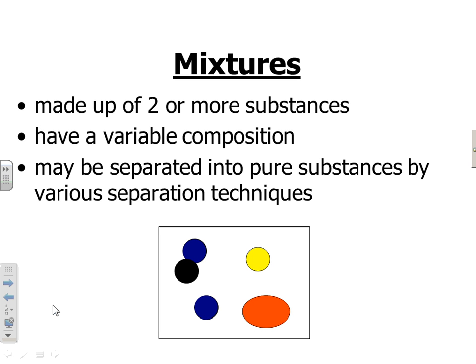So again, I talked about an example of some bird seed. This is a mixture. Why? It's made up of two or more substances. It has a variable composition. That means you can get it in varying amounts.